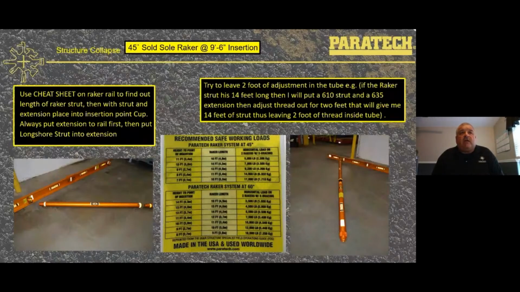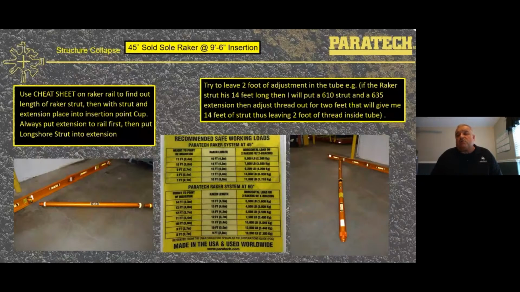Use a cheat sheet on the raker rail to find out the length of the raker strut. Then with a strut and extension, place into the insertion cup. Always put extension to the rail first, then put longshore strut into the extension. Try to leave 2 foot of adjustment in the tube. Example, if the raker strut is 14 feet long, then I will put a 610 and a 635 together. Then I adjust the thread out for 2 feet. That will give me a 14-foot strut, thus leaving 2 foot of the thread inside the tube and 2 foot outside the tube. This is important for different angles of wall.